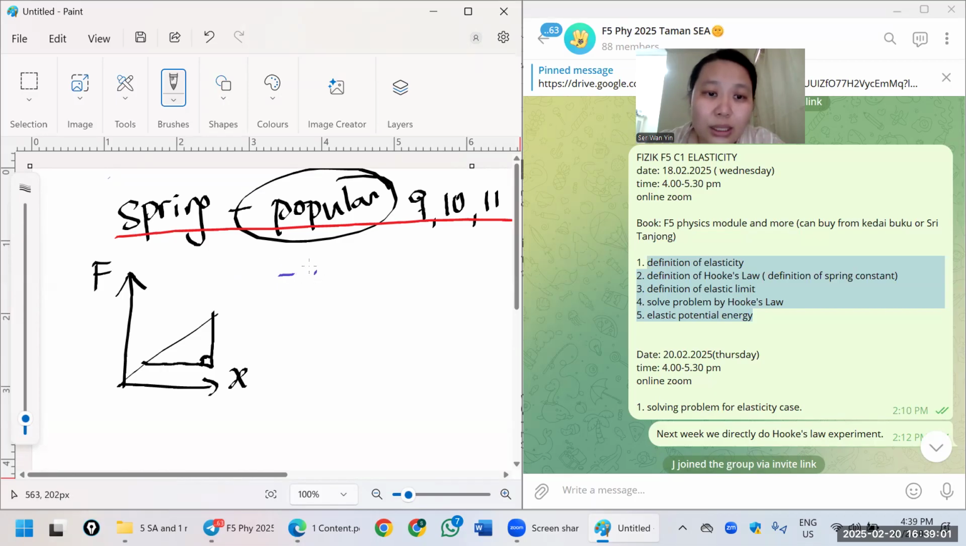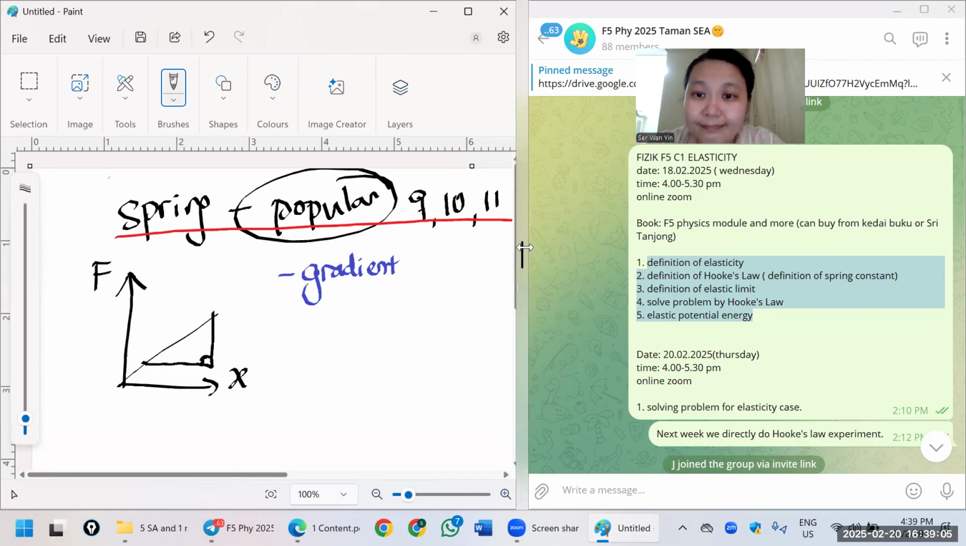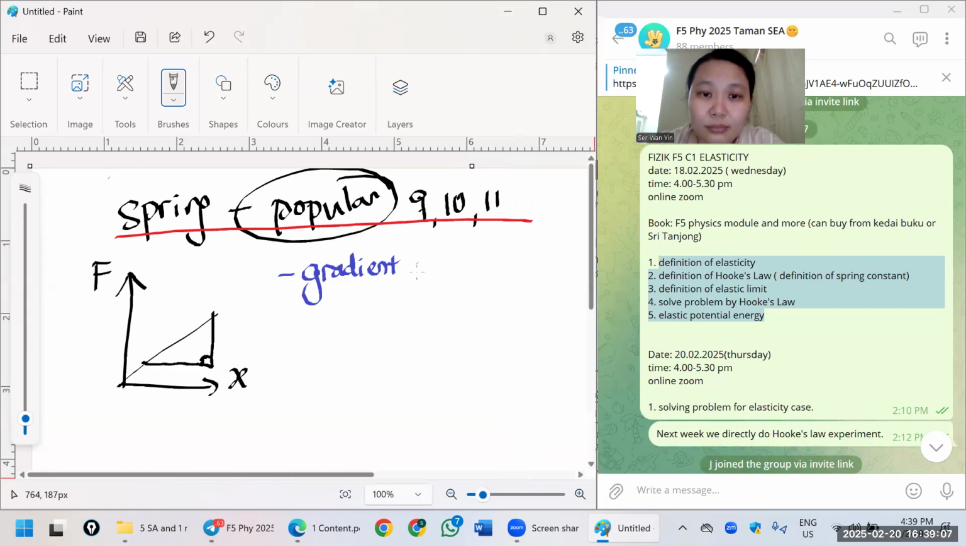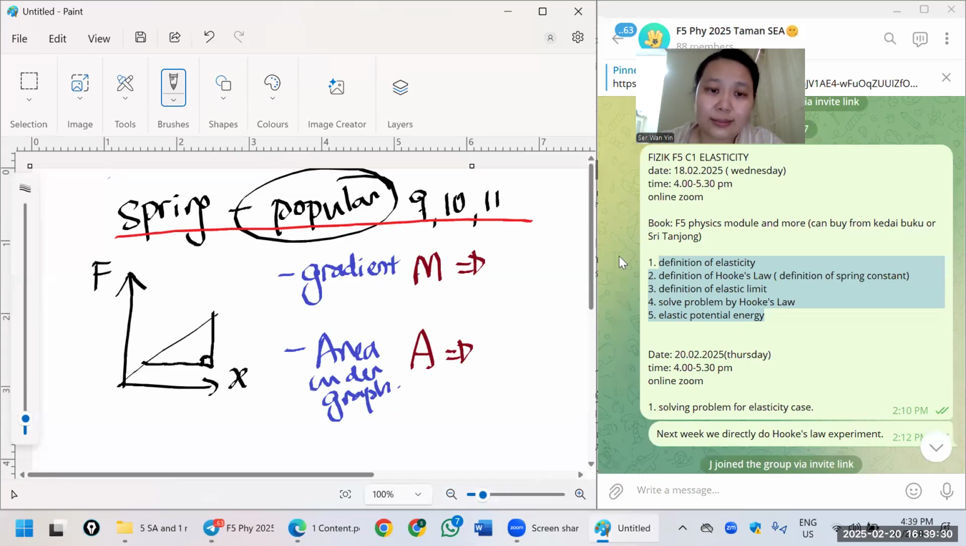All right, so what is the gradient of the graph represent? Then what is the area under the graph represented by this graph? Okay, so you say gradient is what? Then area under graph is what? Now please type your answer.